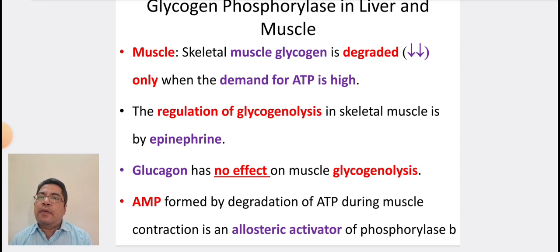Coming to glycogen phosphorylase in muscle. Skeletal muscle glycogen is degraded only when the demand for ATP is high. The regulation of glycogenolysis in skeletal muscle is by epinephrine. Glucagon has no effect on muscle glycogenolysis. AMP formed by degradation of ATP during muscle contraction is an allosteric activator of phosphorylase B.